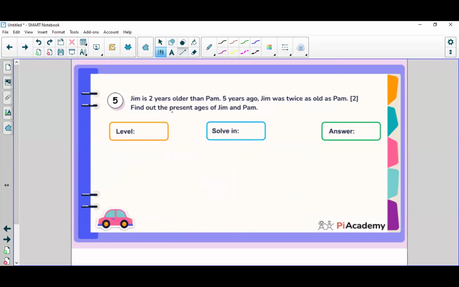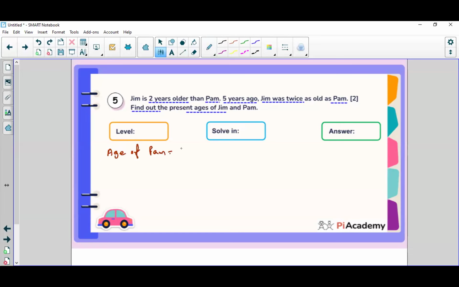Yeah. Next question. Jim is 2 years older than Pam. Okay. 5 years ago, Jim was twice as old as Pam. So we have to find out the present age of Jim and Pam. Okay. We have to find out their present ages. Yes, guys. Jim is 2 years older than Pam. So we can consider it in only one variable as well. So you can suppose the age of Pam.